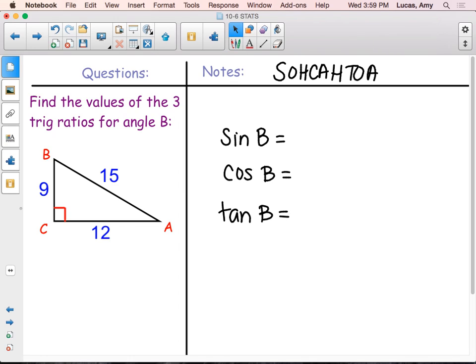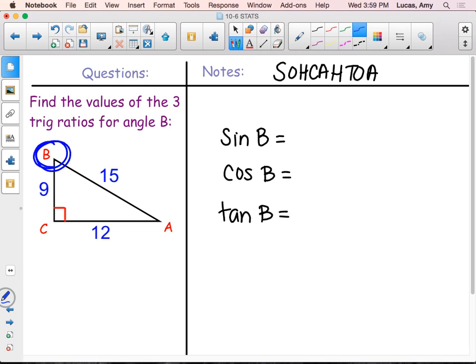Okay, and my reference angle this time is angle B. So, first I need to identify my hypotenuse. Longest side, 15. Then I look for the opposite side, the 9 or the 12. Which one is across the triangle from B? Which side does not make the angle for angle B? Opposite is 12. And then adjacent, 9.